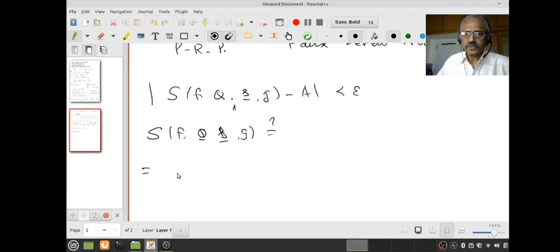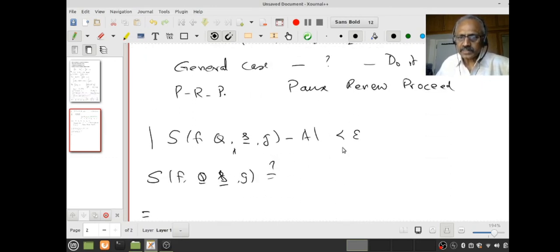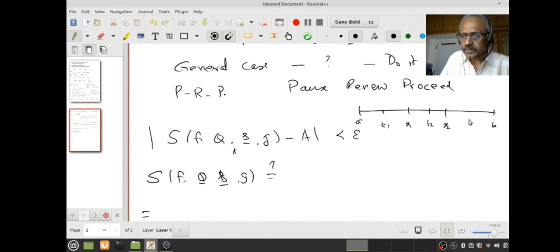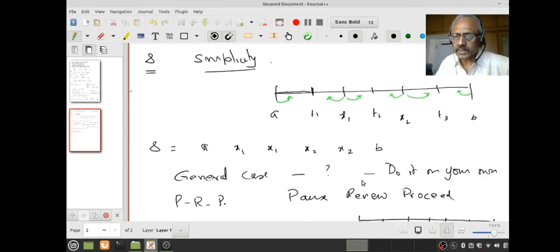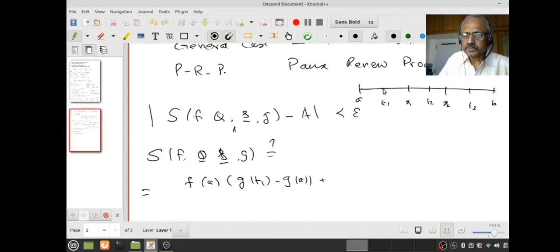So this is equal to, it may be easier if I have this in front, but unfortunately my monitor doesn't allow, so let me again write it. A, B, this is X1, this is X2, this is T1, this is T2, this is T3. Did I do that there? Yeah, correct. Therefore, what is the first one here? What is the tag here? The F. Therefore, it's F of A into G of T1 minus G of A. You understand this? Plus next, for this interval I have to do that.